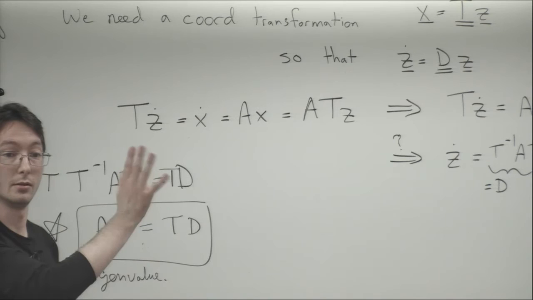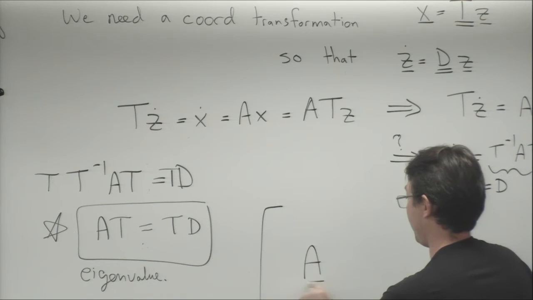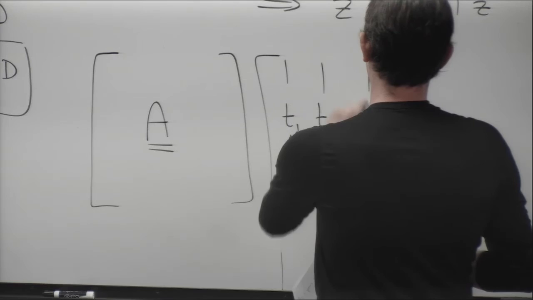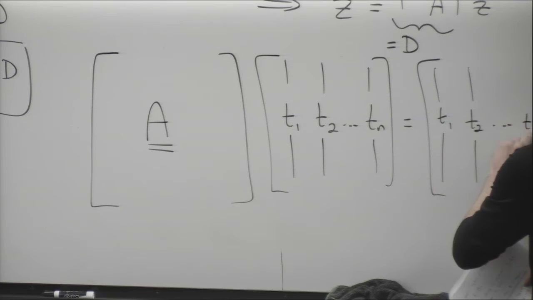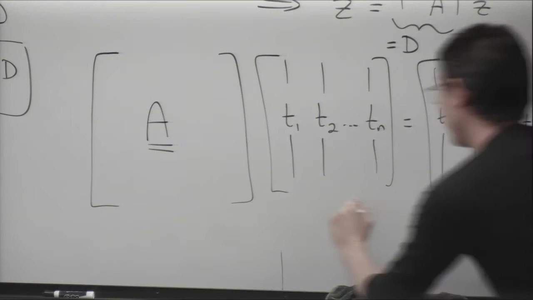So I'm just going to write it out because I think it's nice to see what this looks like expanded. Okay, so I have a big matrix A. And I have a big matrix T, which has columns T1, T2, up to Tn. And that's going to equal that same big matrix T, T1, T2, up to Tn, times what I hope is now a diagonal matrix. Okay, so this is going to be lambda 1, lambda 2, up to lambda n, with zeros everywhere else. Okay, so this is T, D, T, A.